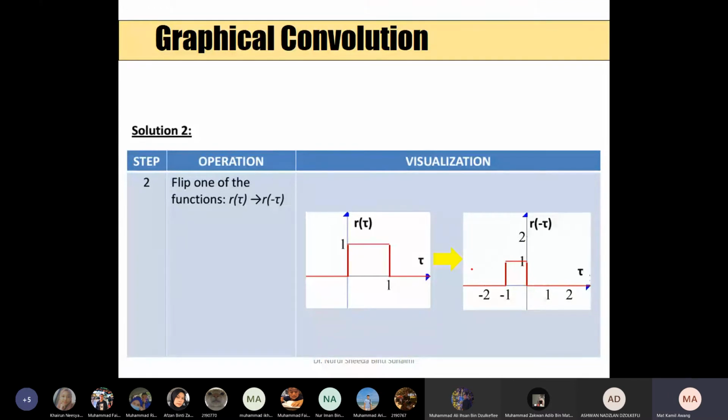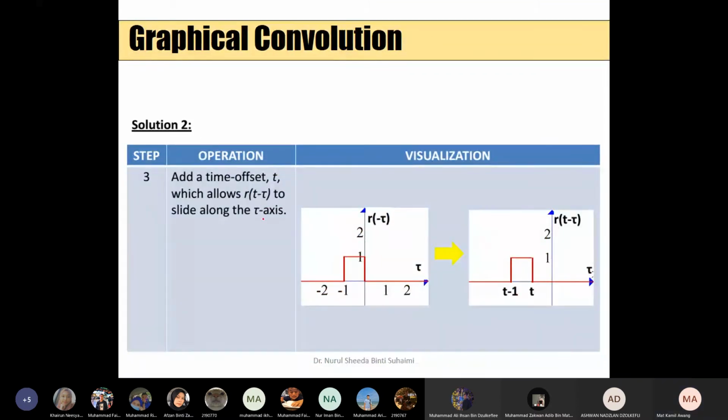So it becomes like this. Basically, you flip with respect to this axis. If you flip, just like this. There. So it becomes this. It's just a flipping.